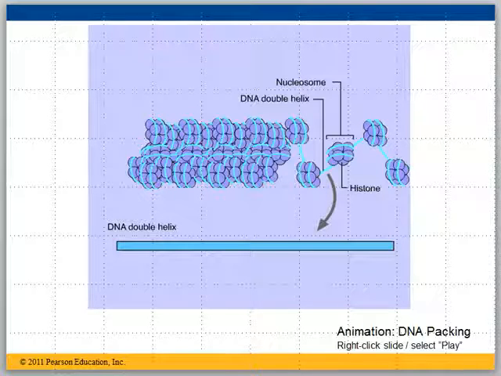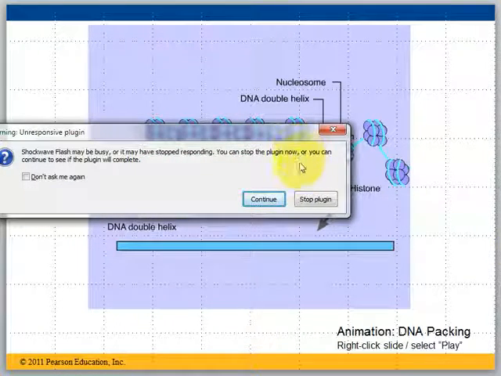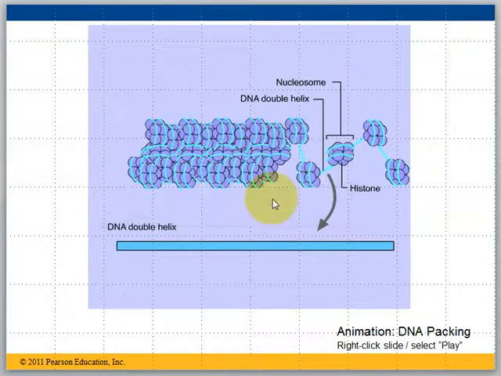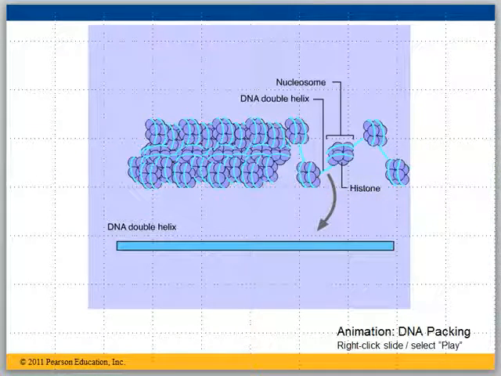Here's a nice little animation that talks about the different levels of chromosome packing. Oh, got a problem there. So take a look at this animation. You can right-click and hit play, and you'll notice it talks about the way that the DNA material is so tightly packed that it's not all available for transcription. Transcription is the process that we're going to study in the next chapter, where sections of the DNA are read, and those instructions are then sent off to the ribosomes to make various proteins to do whatever the cell needs to do.